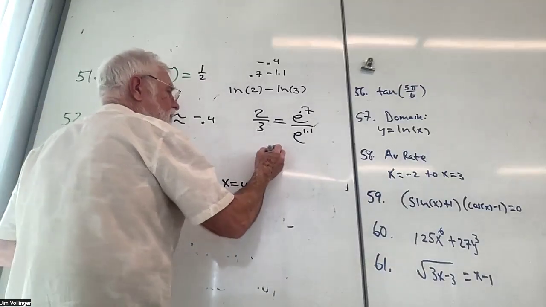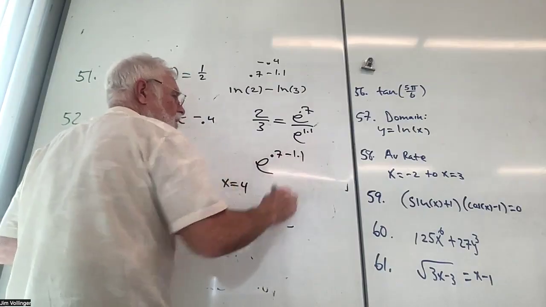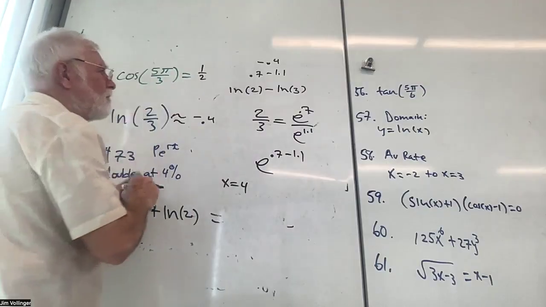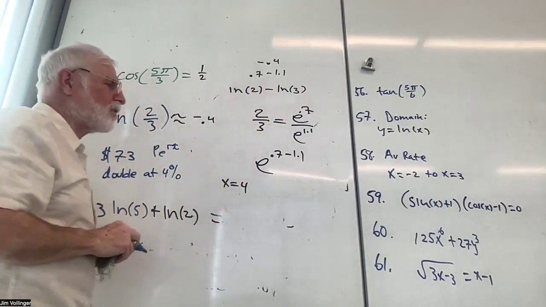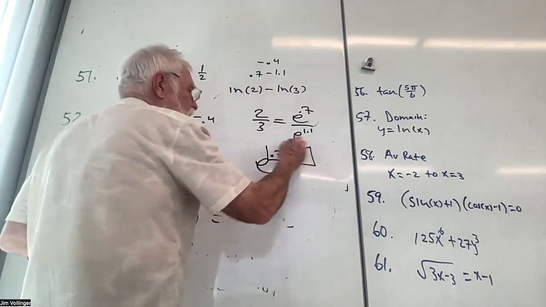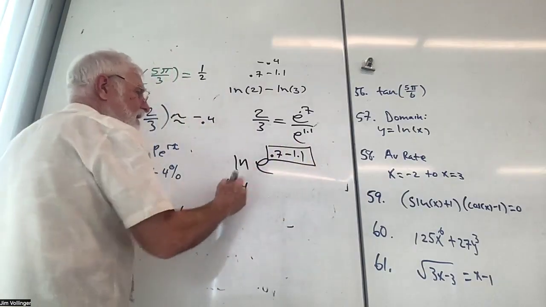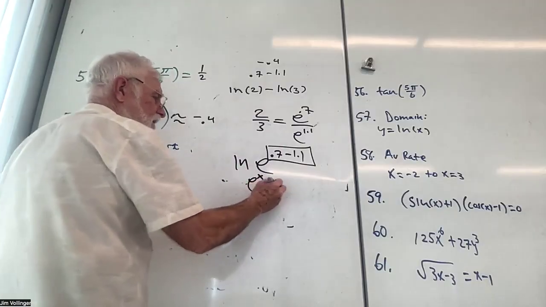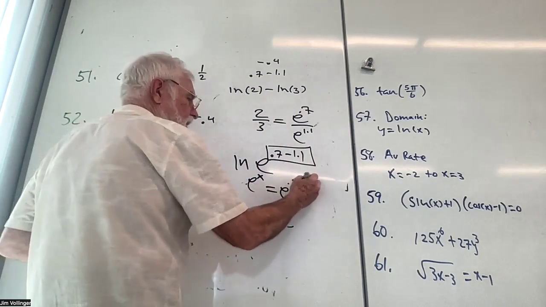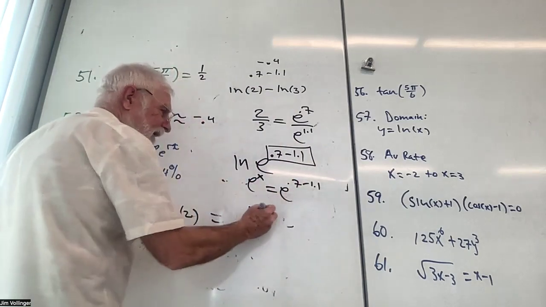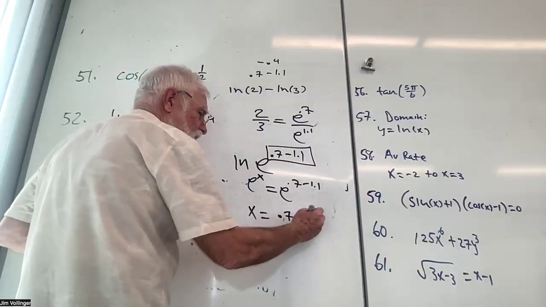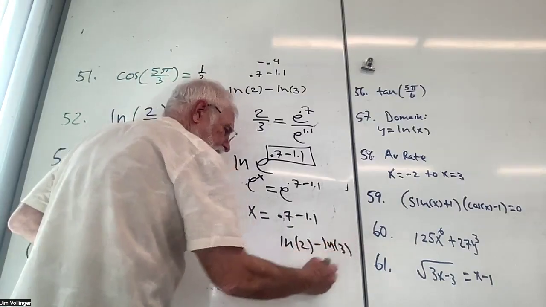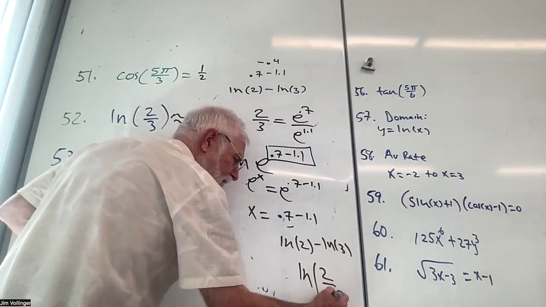I'm seeing e to the 0.7 minus 1.1. It looks like a division problem is a subtraction of the exponents. A division problem in e notation, we're looking at a subtraction of exponents. There it is. That is the ln, right? ln is base e. So I'm really saying e to the x equals e to the 0.7 minus 1.1. What is x? X is 0.7 minus 1.1, which is the ln of 2 minus the ln of 3. And it came from a division problem.